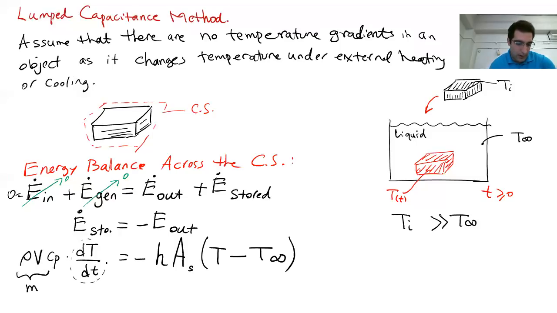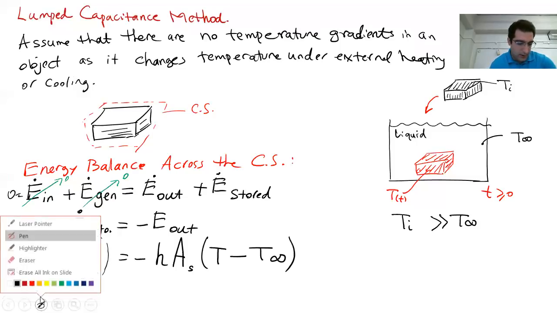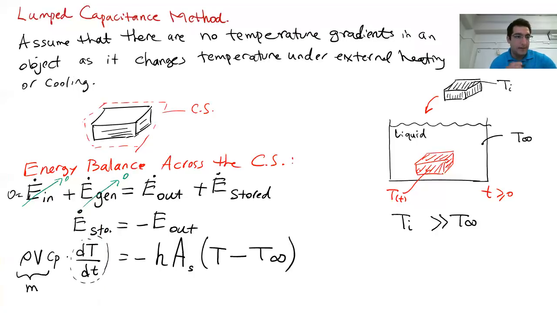dT over d time is defined as change in temperature per unit time. Okay.